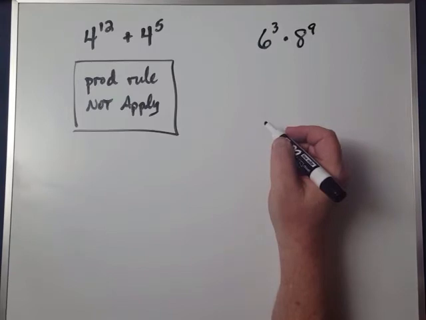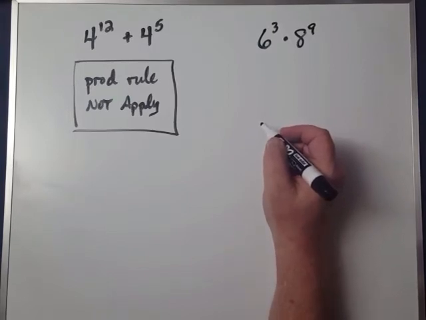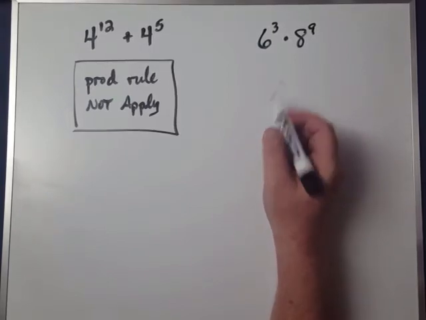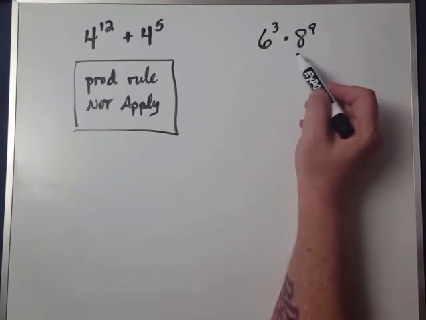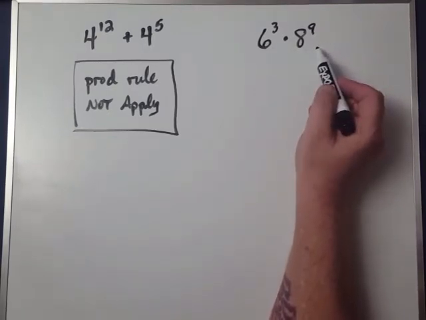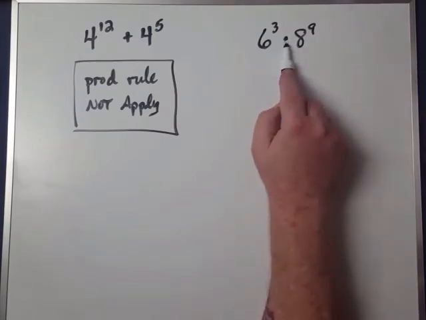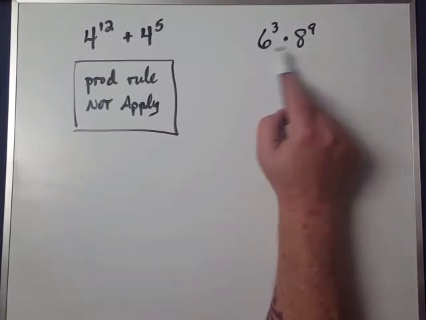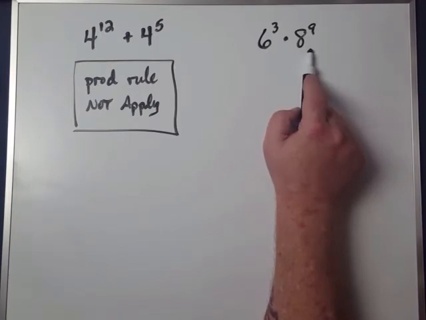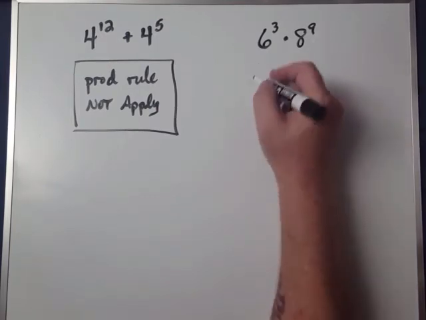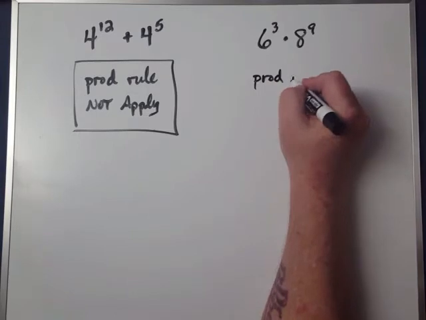Because the instructions say, use the product rule if possible. And we look at this and we say, well, the product rule does not address this. This has nothing to do with the product rule. The product rule, this is a product, but do the bases match? Is this a product of like bases? No. So the product rule does not apply.